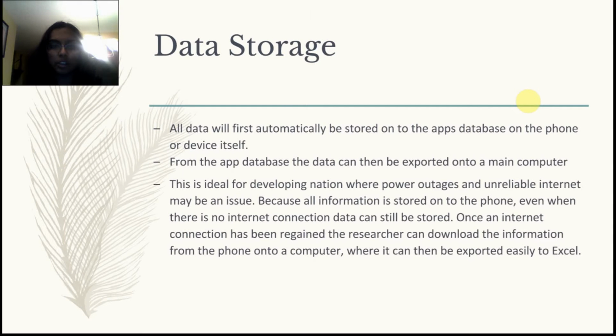Data storage. All data will first automatically be stored onto the app's database on the phone or device itself. From the app database, the data can then be exported onto a main computer. This is ideal for a developing nation where power outages and unreliable internet may be an issue. Because all information is stored onto the phone, even when there is no internet connection, data can still be stored. Once an internet connection has been regained, the researcher can download the information from the phone onto a computer where it can then be exported easily onto Excel.